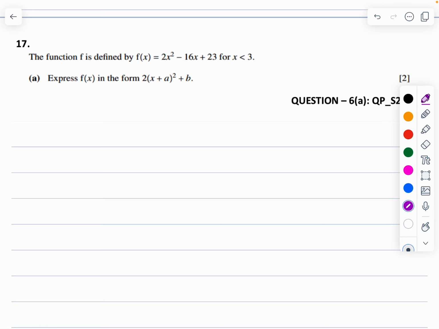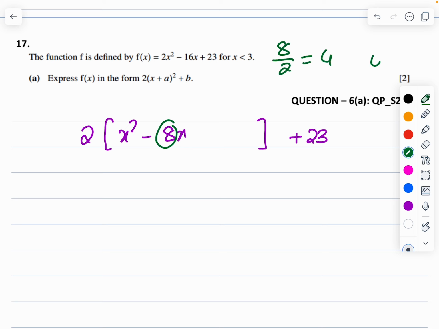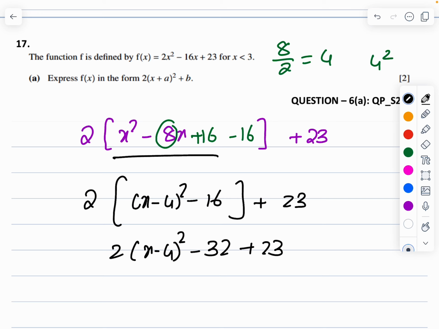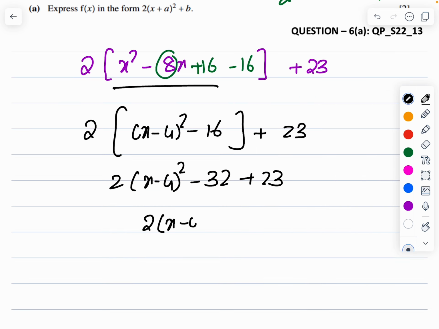Question number 17, a completing square question. Again, take 2 common, x square minus 8x. From 23 you cannot take common, so leave 23 as it is. Now this is 8. 8 divided by 2 is 4, so add 4 square, which is 16, subtract 16. So that this becomes x minus 4 whole square minus 16 plus 23. 2 bracket of x minus 4 whole square minus 32 plus 23. 2 bracket of x minus 4 whole square minus 9. That's going to be the answer.